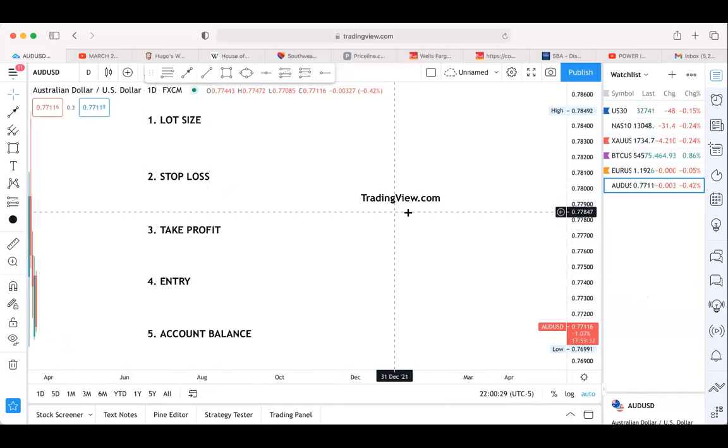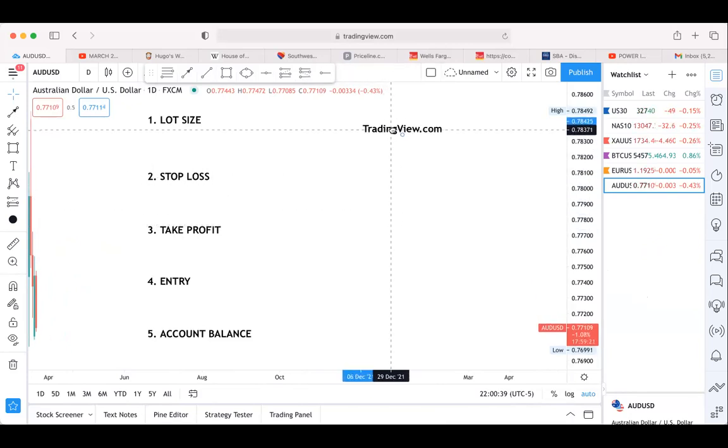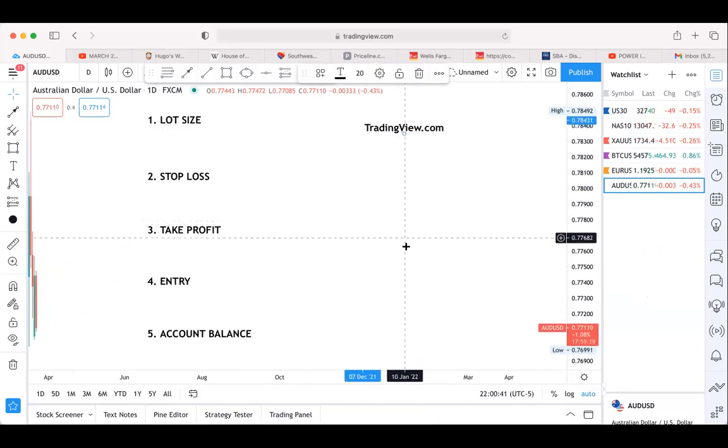TradingView.com. Go there, and then you should be able to look at markets. Try to draw your support and your resistance. That's your assignment, guys. Please send it to me. I would like to have it by tomorrow night.